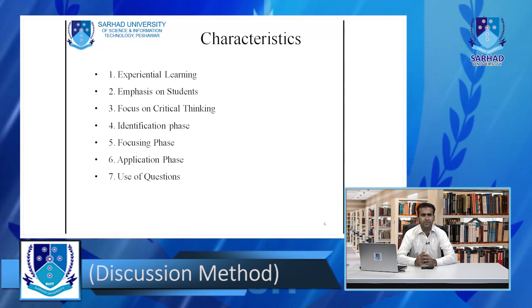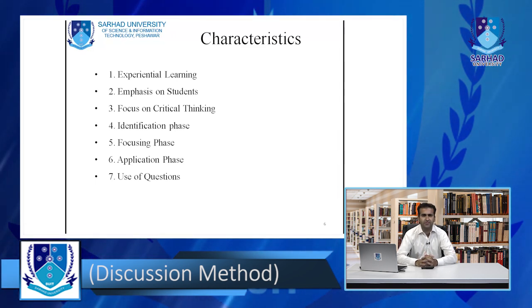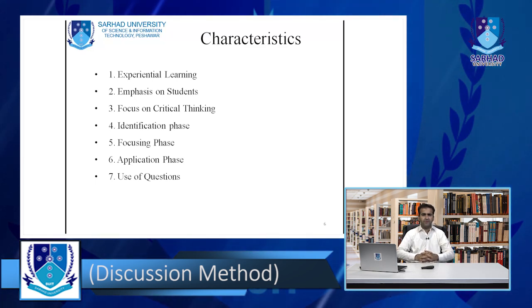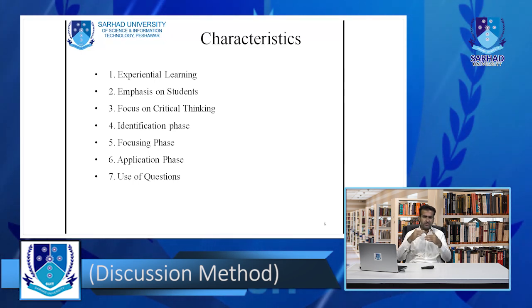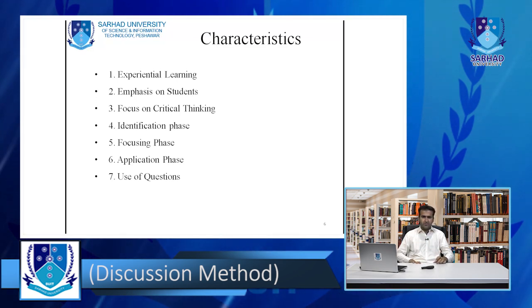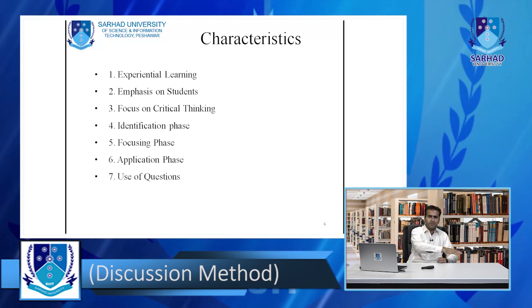Then the next one is the application phase. What do you mean by the application phase? In the identification phase, we identify certain weaknesses and flaws among the students. In the focusing phase, we divide the students into different groups based on their talents and abilities, focusing more upon below average students, less upon average students, and more upon talented students, so that they may utilize their skills and abilities for the sake of other classmates.